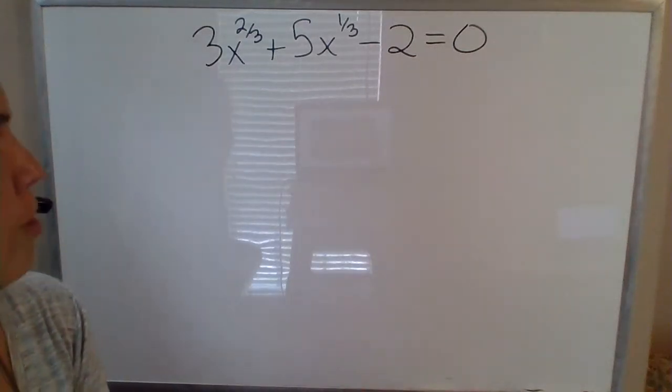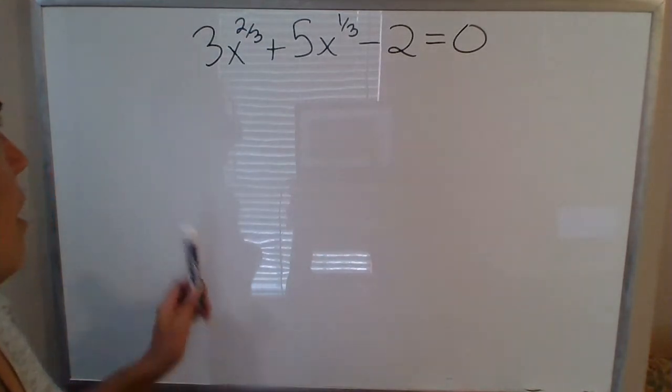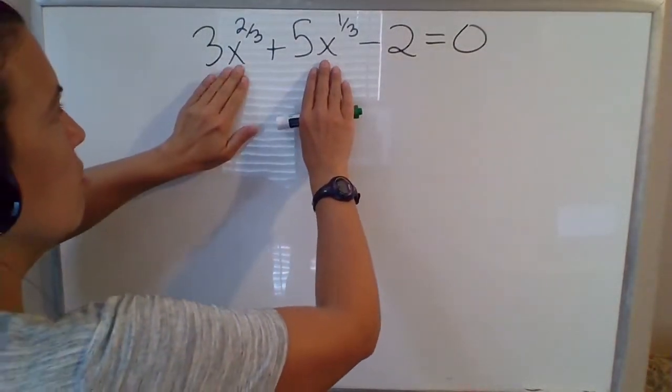In this example, I want to solve the equation 3 times x to the 2/3 plus 5 times x to the 1/3 minus 2 equals 0. The thing to notice when you start out with this equation is the pattern with these exponents.